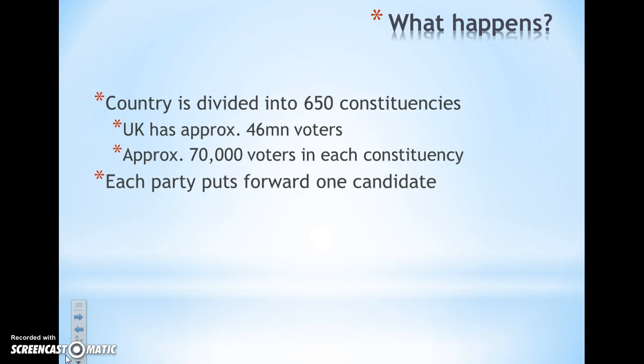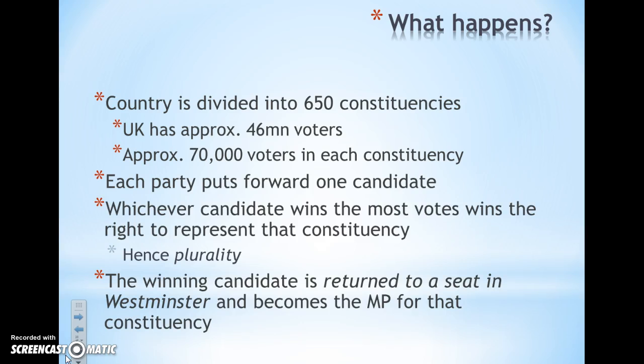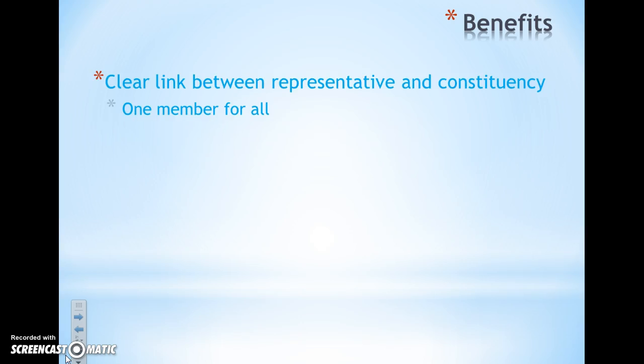Country divided into 650 constituencies, about 46 million voters, as we said, 70,000 each constituency. Each party puts forward one candidate. Whoever wins the most votes has the right to represent that constituency. Remember, there was a 27 majority in Gower, and this is called that plurality system. And the winning candidate is returned to a seat in Westminster, and they become the MP for that constituency. Hurrah! The benefits of this system: there's a clear link between the representative and the constituency.